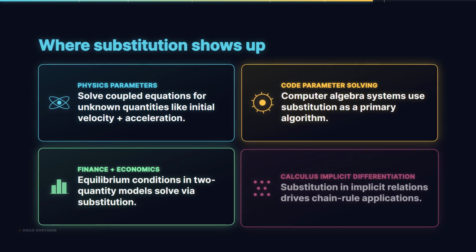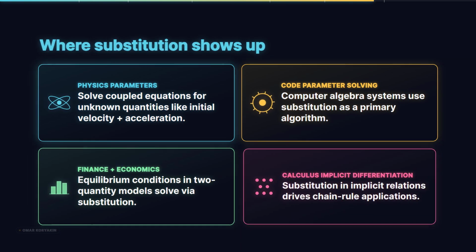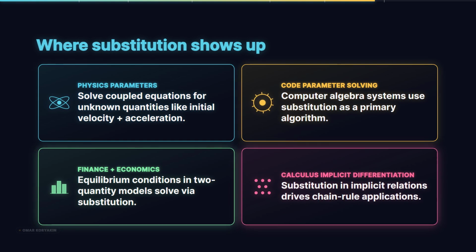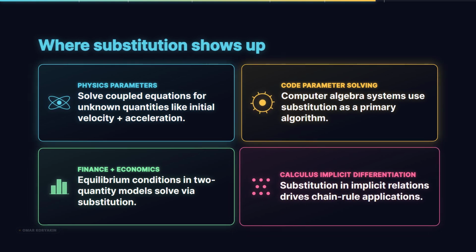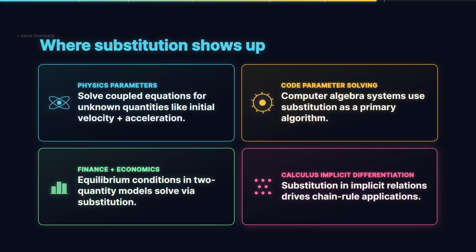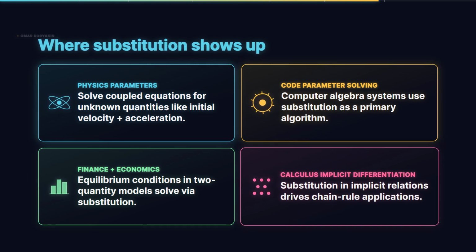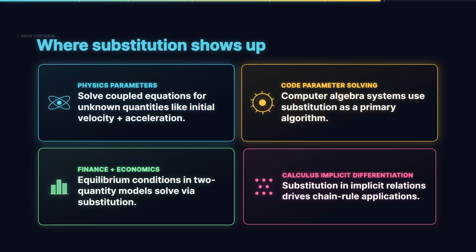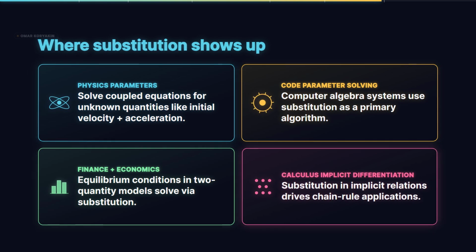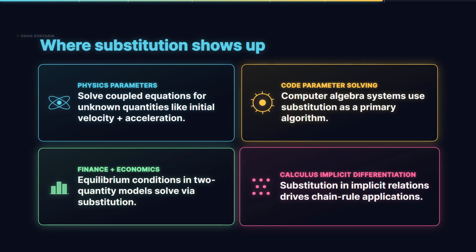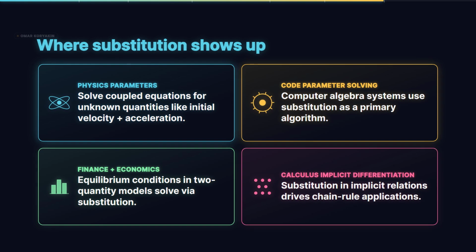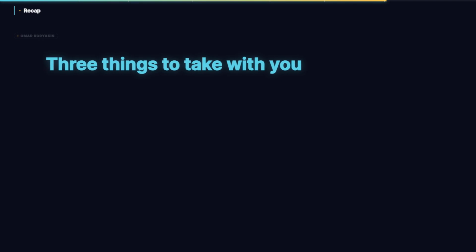In calculus, the technique of implicit differentiation involves treating one variable as an implicit function of the other and substituting expressions from a relation to compute derivatives. Although the calculus operations are different from algebraic substitution, the underlying idea of replacing a variable with an equivalent expression is the same, and the algebra substitution skill from today is the literal foundation. 3 things to take with you from this lesson today.